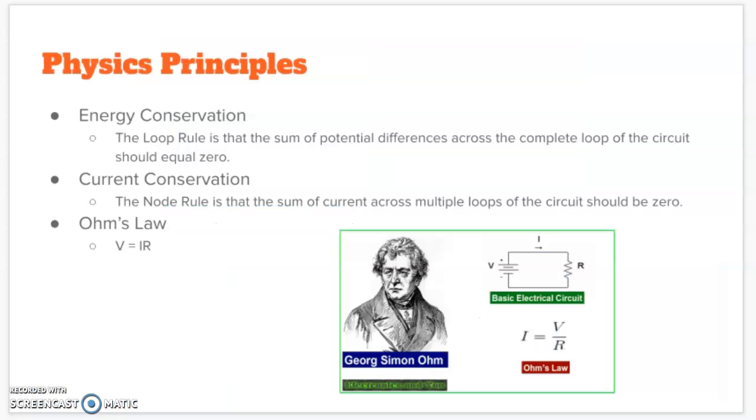So a couple of physics principles we used. We used the energy conservation principle and the loop rule, which is that the sum of potential differences across the complete loop of the circuit should equal 0, like I did mention in the overview. We also used the current conservation rule, which is the node rule, which is the sum of the current across multiple loops of the circuit should be 0. We also used Ohm's law, which says that the potential difference V is equal to the current times resistance.